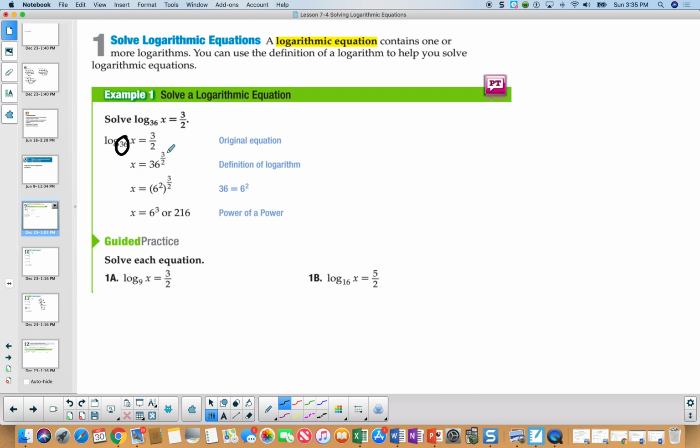To simplify this, we can take 36 and write it as 6 to the second, and then we're going to be able to do power, multiply, and we'll get 6 to the third power, which equals 216. Okay, so I'll do a problem here.